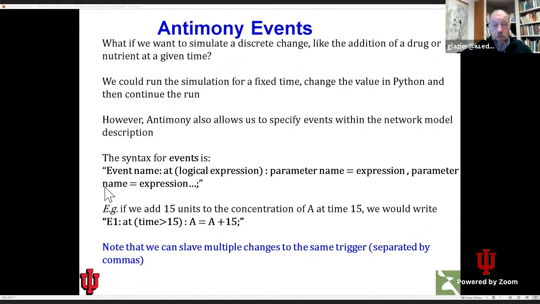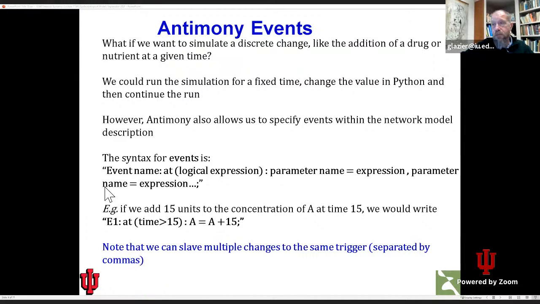So that's somewhat different from procedural code. Antimony has a very simple syntax for events. You can name them just the way you can name rate laws. And you do that by giving a name and then a colon after it. And then an event, the syntax is the word at, and then a parenthesis and a trigger, which is a logical expression, evaluates to true or false. And then there's another colon. And then you can have a list of things that you want to have happen.